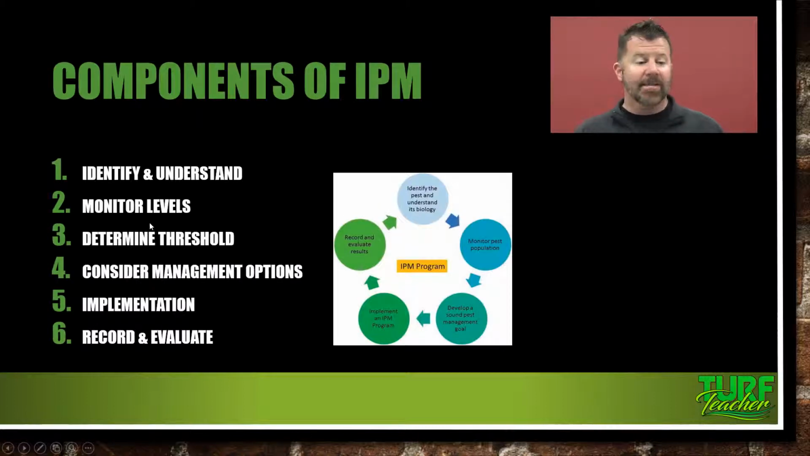Components of IPM, again: identify and understand, monitor it, determine the threshold. That's going to be different for each client that you have. Some clients are not going to accept 1 bit of clover in their yard, while others will be like, hey, it doesn't bother me. It stays green all summer and blooms once a week. I love it. So you've got those 2 different clients, guys. You can consider the management options. You need to implement them, and then again, record and evaluate. This is what we're going to do within our IPM plan.